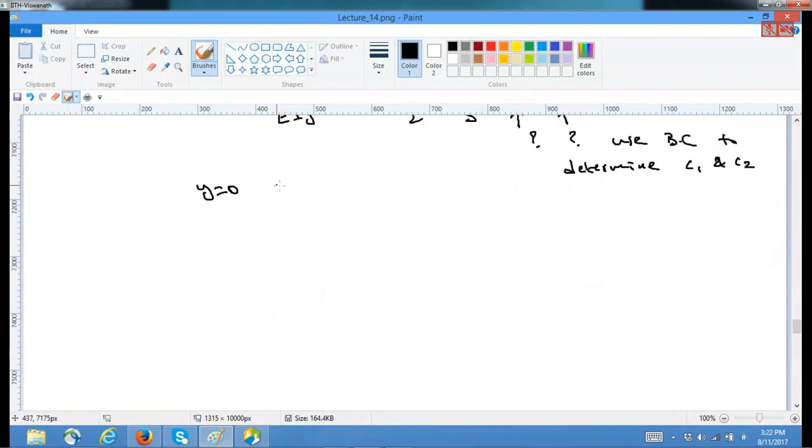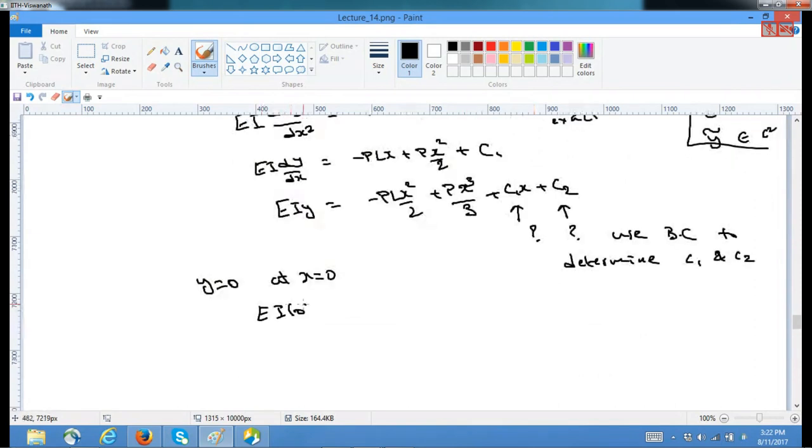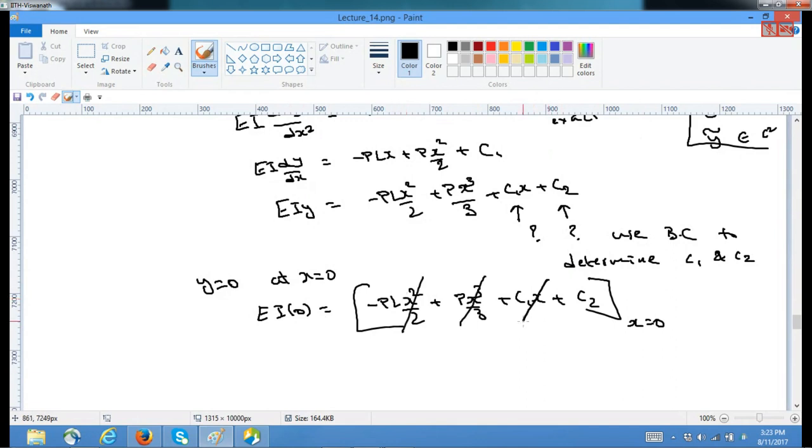We know that y is equal to 0 at x equal to 0. So let me substitute the same thing in this statement. So EI into 0 is equal to minus PL x square by 2 plus P x cube by 6 plus c1 x plus c2, everything evaluated at x equal to 0. At x equal to 0, x square is 0, x cube is 0, so EI into 0 is 0. So 0 is equal to c1, sorry, this is c2. I'm sorry about that. So 0 is equal to c2. That implies c2 is equal to 0. That means this is gone. We determined one thing.